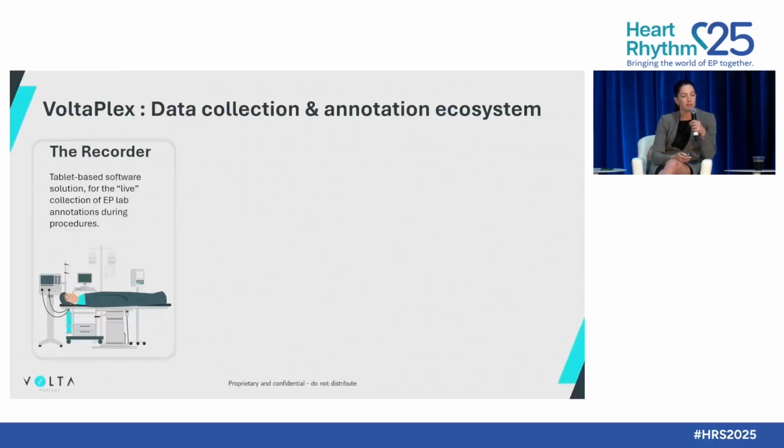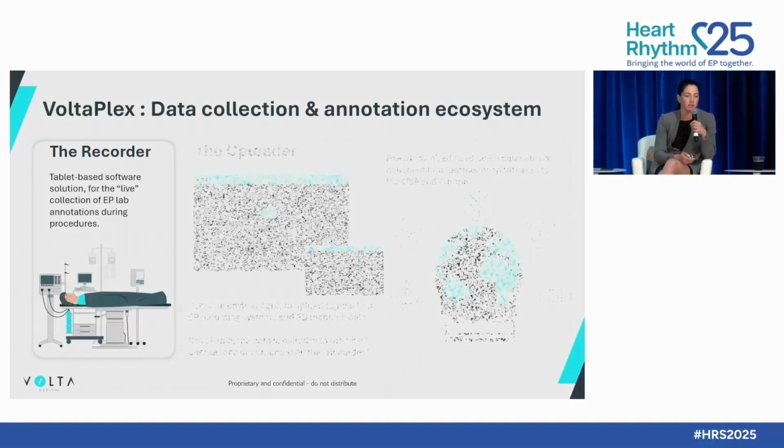So how does the Voltaplex data collection and annotation ecosystem work? In other words, how do we get those signals that we teach the models? There's a recorder. It's a tablet-based software that's in your EP labs. And as your case is going, as you're acquiring the signals, you have the luxury to annotate. Okay, these are dispersion signals. This is when I had AF termination. That's what the recorder does, and it helps you.